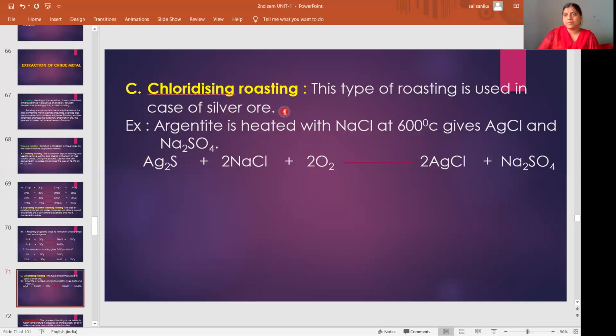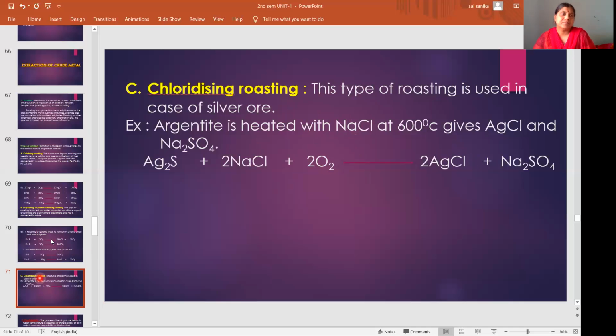Roasting is of three types: oxidizing roasting, sulfating roasting, and chloridizing roasting. Oxidizing roasting means total sulfide ore is converted into oxide ore. In sulfating roasting, or partial oxidizing roasting, some of the sulfide ore is converted into oxide ore and some of the sulfide ore is converted into sulfate ore. Whereas in chloridizing roasting, sulfide ore is converted into chloride ore, heating in the presence of some other substance. Okay, so this is about roasting.